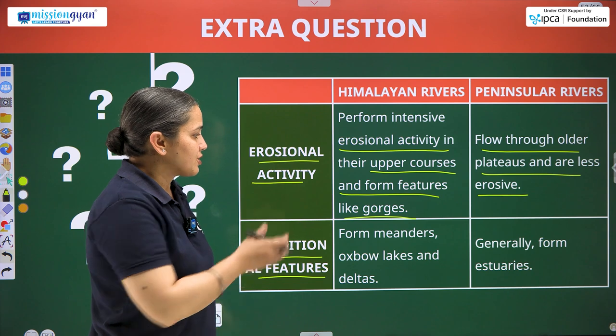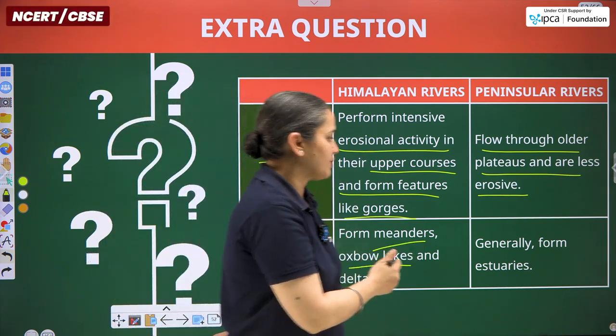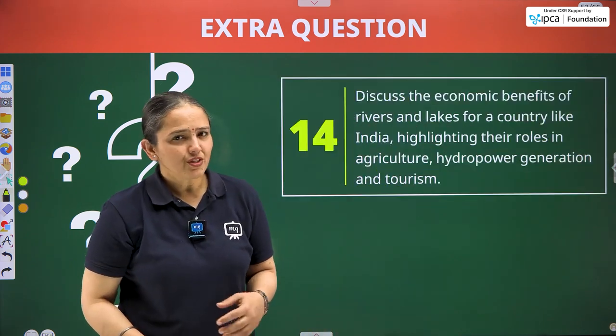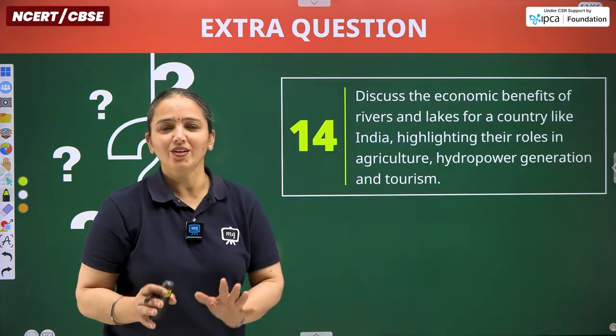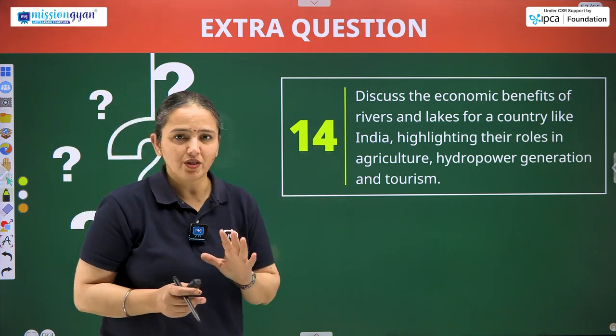Now the depositional features, so Himalayan rivers form meanders, oxbow lakes and deltas. Talking about the peninsula, they particularly form estuaries. Do we have more features? No, that was all discussed about the important features of the Himalayan and peninsular river systems.